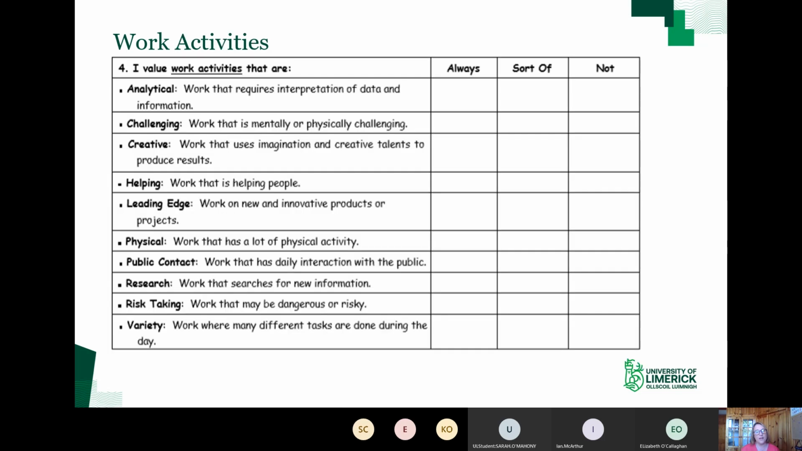So the final of our four categories then are around activities. So what are the activities that you value, that are important and that motivate you and that guide you or align with your beliefs and what's important to you in your life and work context. So again, you have the list here that if you want to take a look at and make a note of those activities that are always important to you.